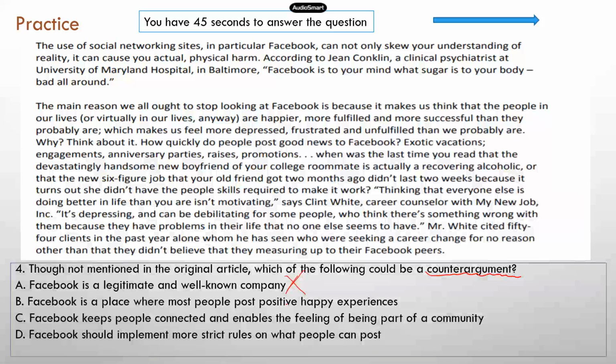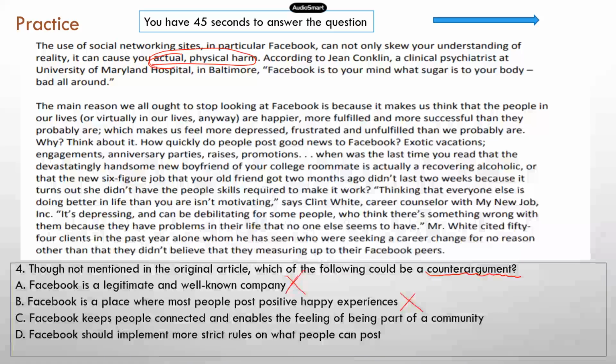Facebook is a place where people post positive experiences? No. Now, this one can be a little bit tricky. The key is to know that if the original argument from the author is about causing harm to the body, then your counter argument should be why the use of Facebook is good for your mind, good for your body, right? So that should be the counter argument. So that's why B is not correct.